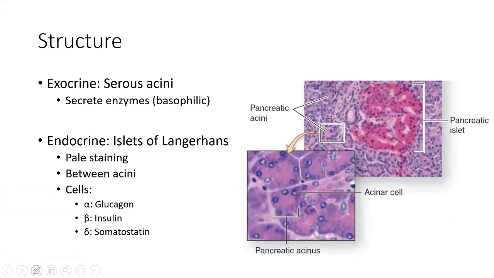So here you can see the acinar cells. Here, all these are acinar cells. Here, these are the acinar cells. And these are the ducts between the acinar cells. Here you can see an islet, a pancreatic islet. And these have all these 3 types of alpha, beta, and delta cells.